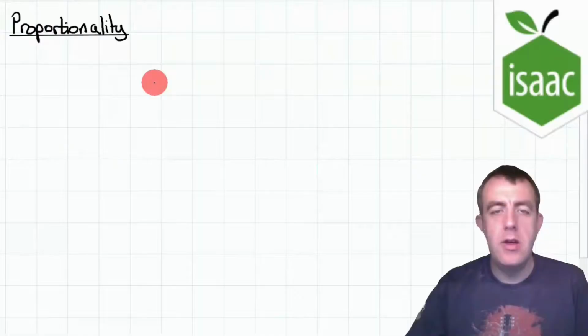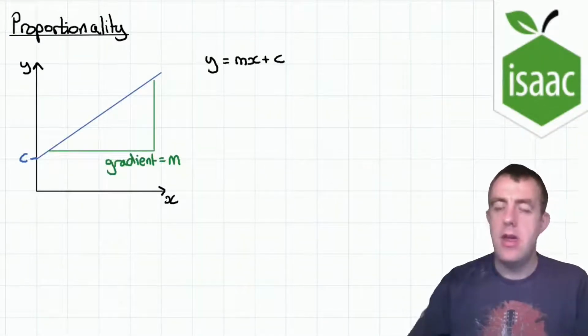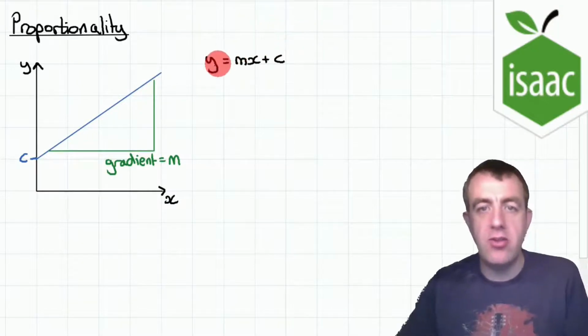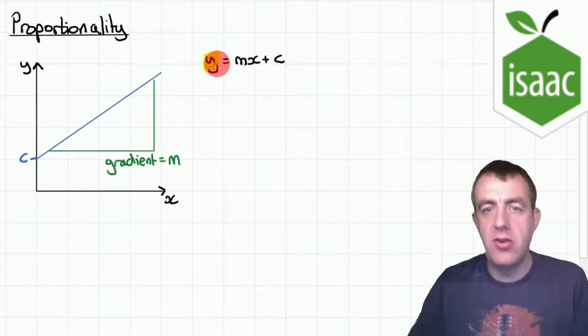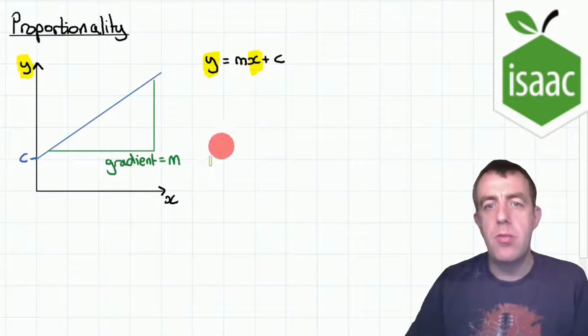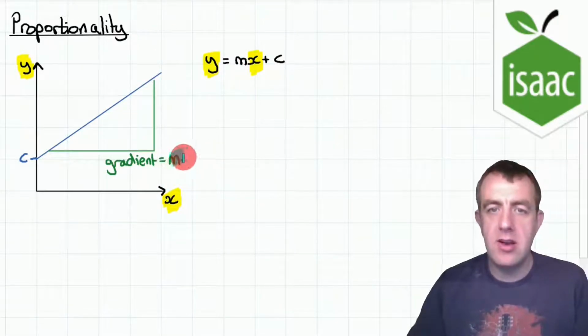In this video, we're going to look at various practical skills that you will need for your GCSE in physics. We're going to start by looking at the concept of proportionality. A linear relationship between two variables can be described with the equation y equals mx plus c, where one of the variables we plot on the y-axis, another variable we plot on the x-axis. The constant gradient is m, and the constant c is the y-intercept.